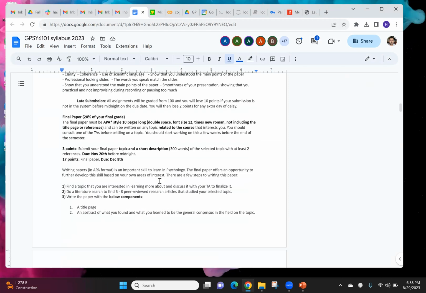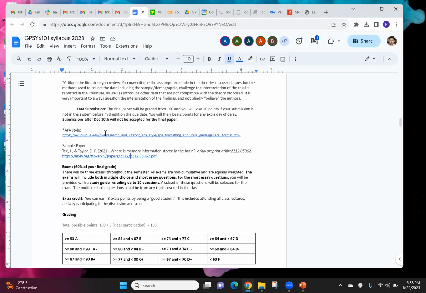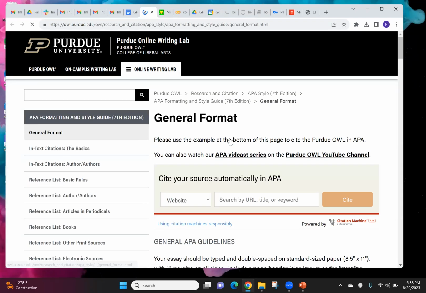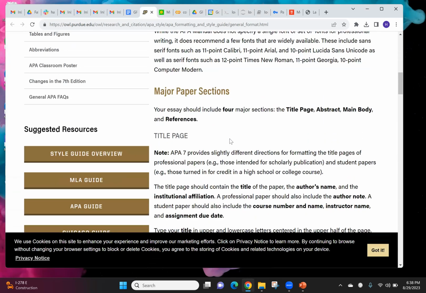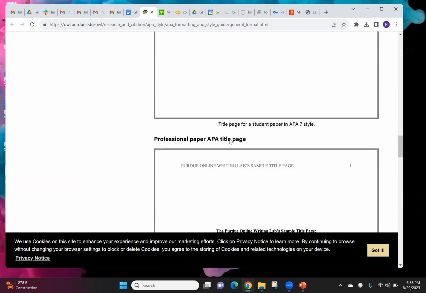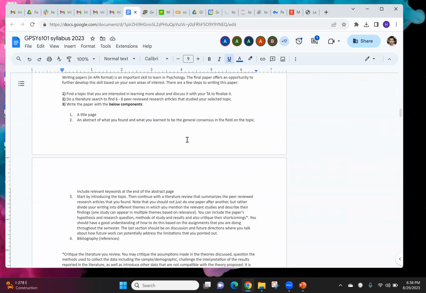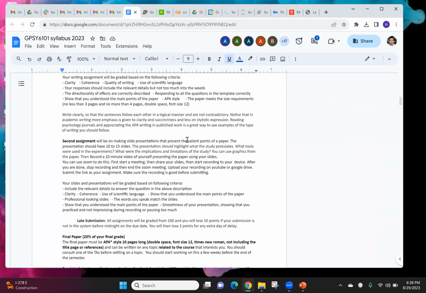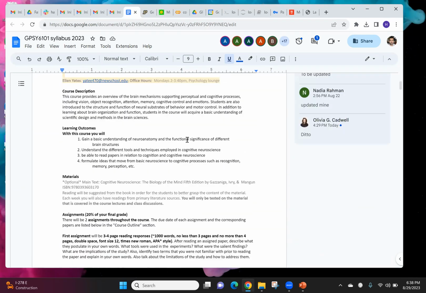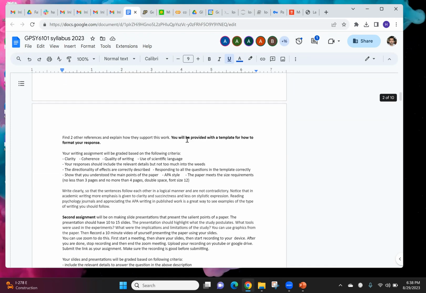All right, I have the information on how to format it and stuff, but we also have a link down here on getting you started with the APA style in terms of general formatting and whatnot. So if you're not familiar with it, there are a lot of resources out there in terms of how to do it. Okay, and then you have the breakdown of the grade information. It's basically 20, 20, 60.